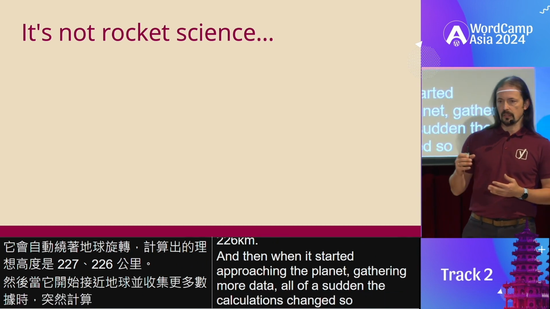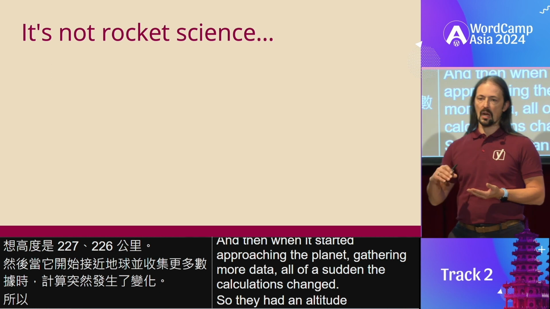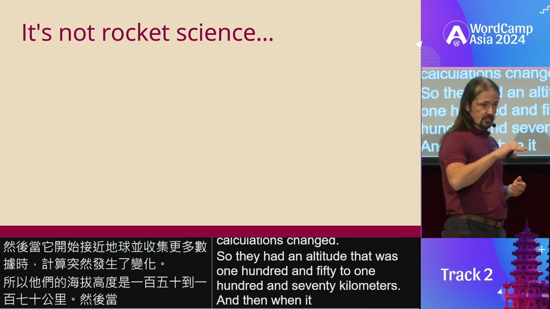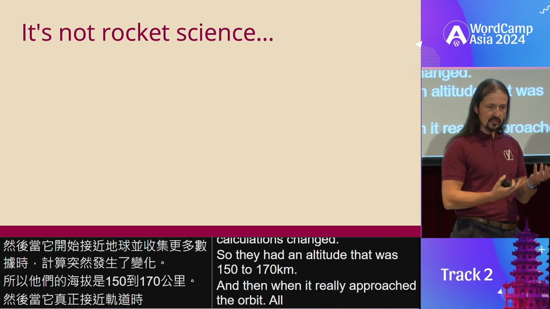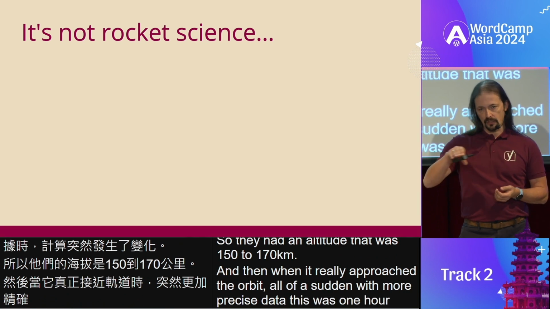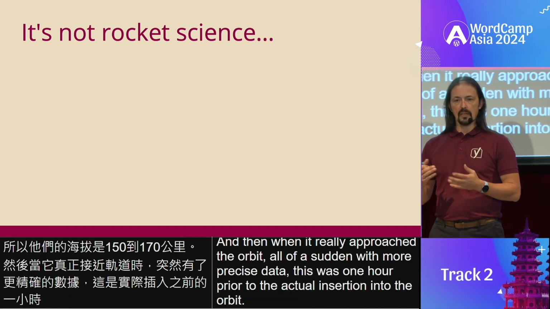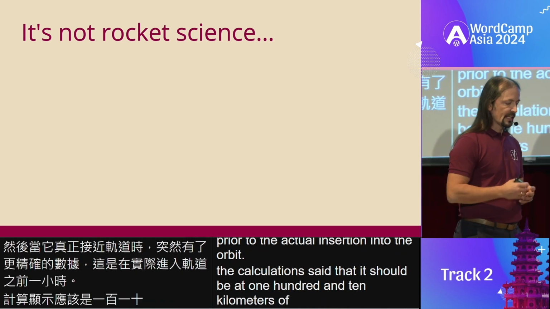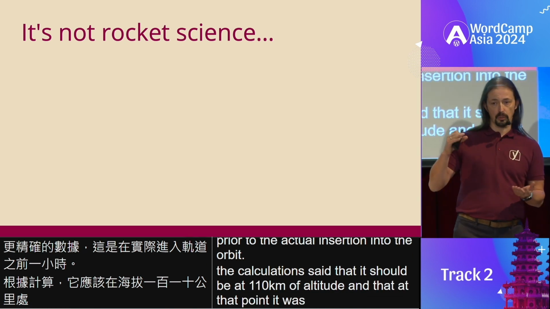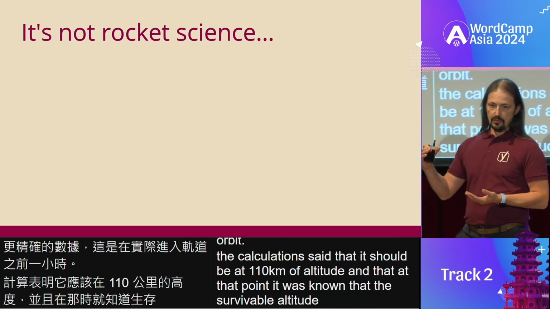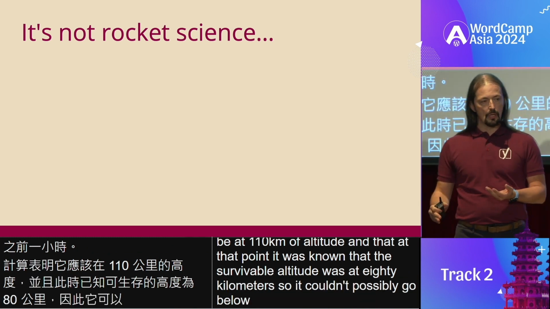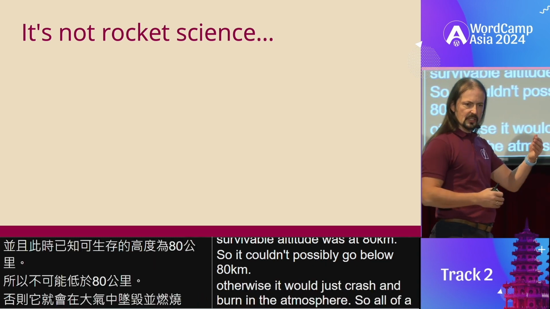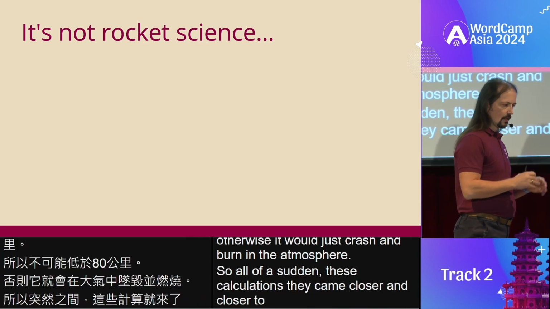Then, when it started approaching the planet, gathering more data, all of a sudden the calculations changed. So they had an altitude that was 150 to 170 kilometers. And then, when it really approached the orbit, with more precise data, this was 1 hour prior to the actual insertion into the orbit, the calculations said that it should be at 110 kilometers of altitude. And at that point, it was known that the survivable altitude was at 80 kilometers. So it couldn't possibly go below 80 kilometers, otherwise it would just crash and burn in the atmosphere. So all of a sudden, these calculations came closer and closer to this fatal threshold.